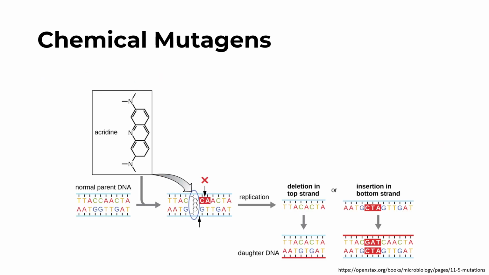Another chemical mutagen is one that can insert itself in between the paired bases in our DNA. These are called intercalating agents. This can alter the spacing between base pairs and, again, result in insertions or deletions in DNA that's then later replicated.